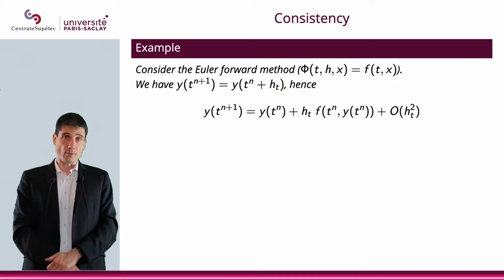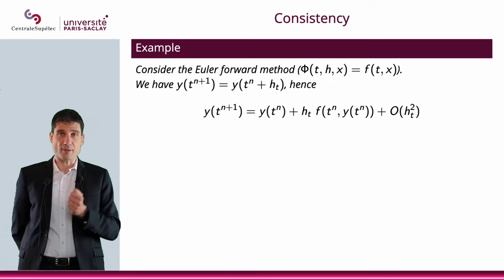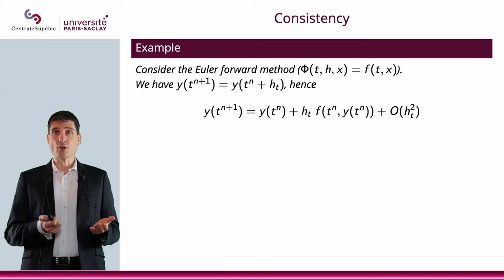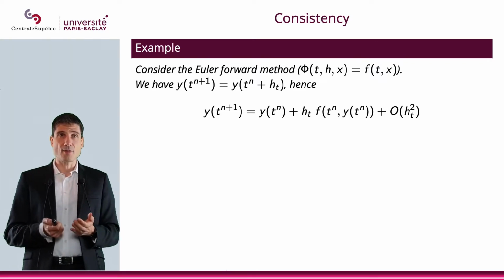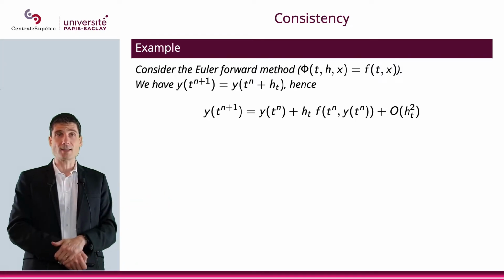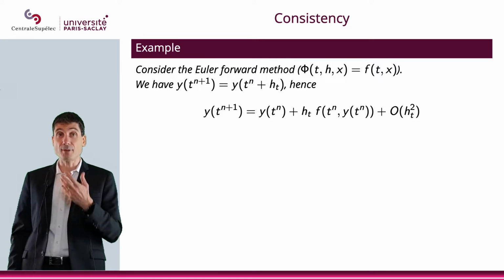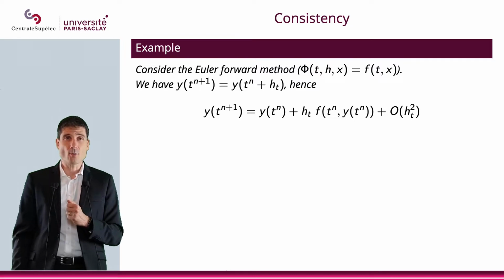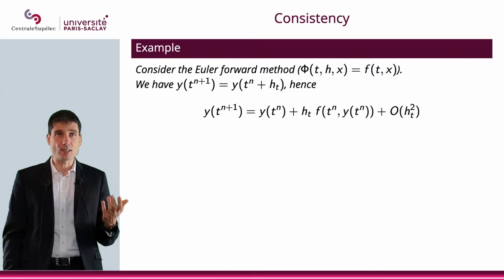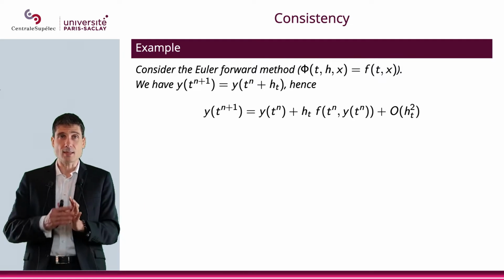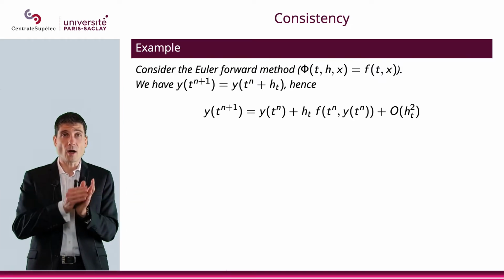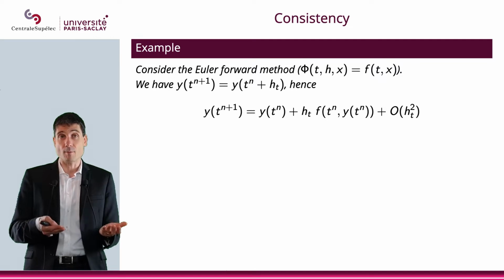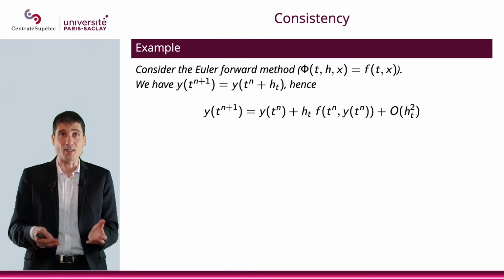Let me give you an example here. If we consider the Euler forward method, we can actually compute the local truncation error, right? Because we can say that y(tn+1) equals y(tn) plus h f(tn, yn) plus O(h²), right? This comes simply from the Taylor expansion, nothing more than that, where I can replace y prime by f(t, y). This is just because it's an ODE.